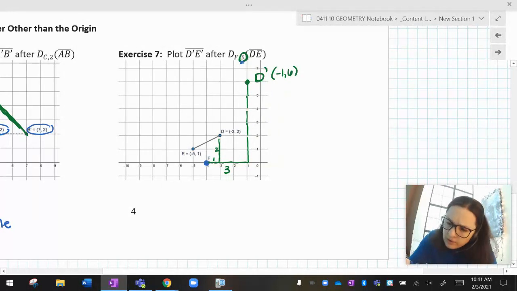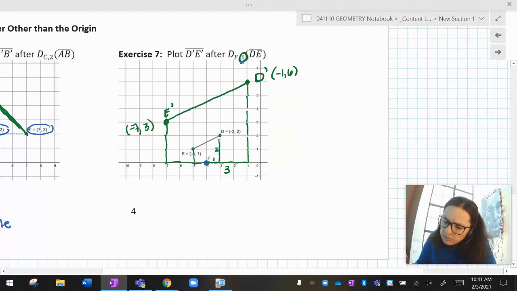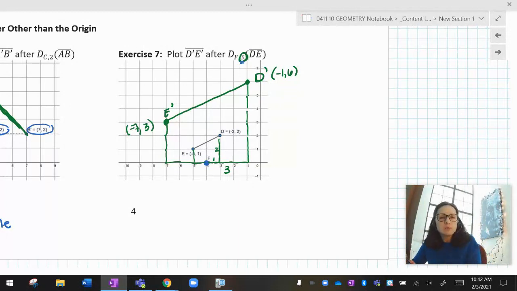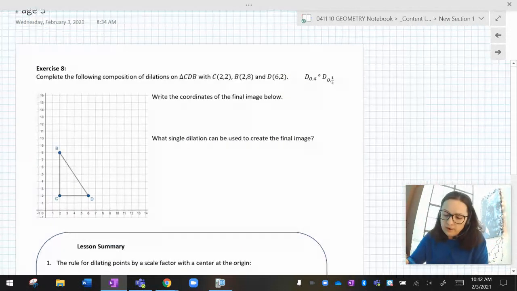All right. Now let's do E. So to get to E, I go left 1, up 1. So I'm going to go left 3, up 3. There's E prime, and that's -7, 3. And if I connect D prime, E prime, that looks 3 times bigger, and they do look parallel, like I saw before. So when you dilate from the origin, you want to multiply your coordinates by the scale factor. If you dilate from something other than the origin, you just have to count it out and go 3 times as far away.